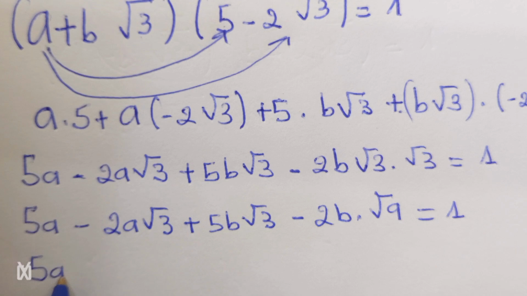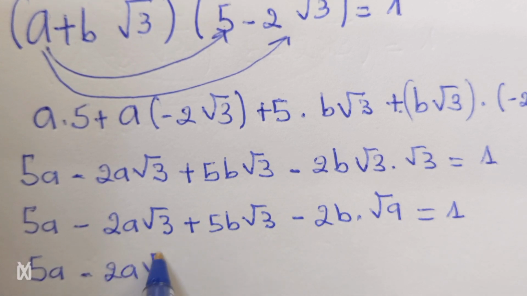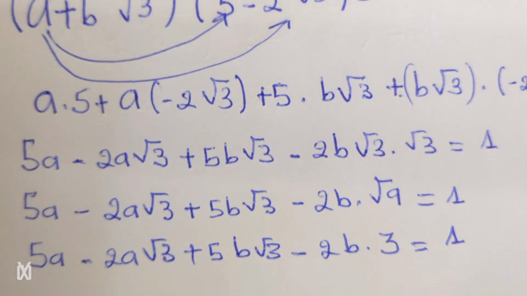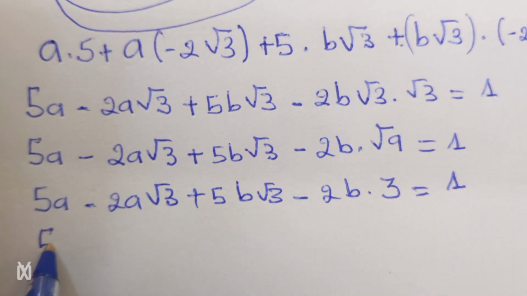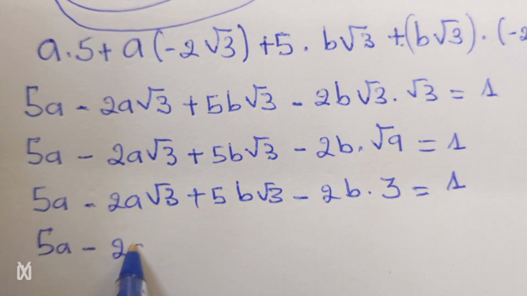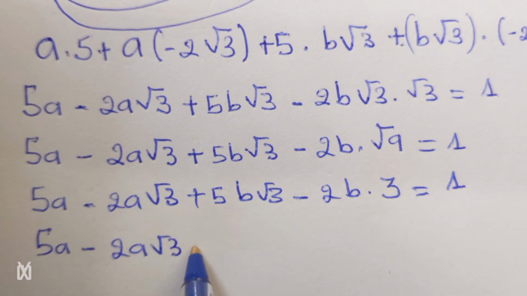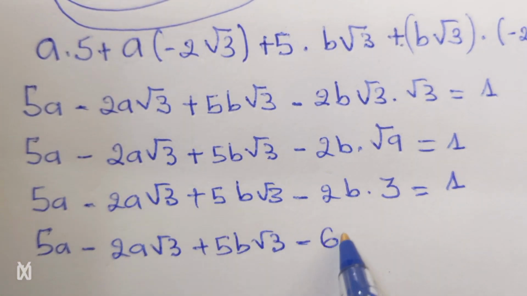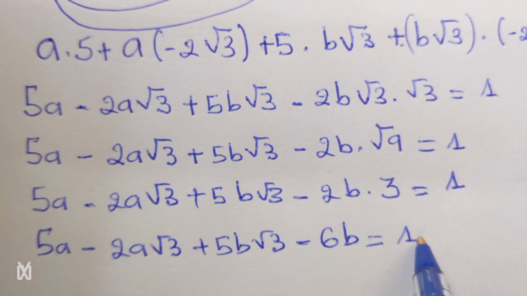This is 5a minus 2a square root of 3 plus 5b square root of 3 minus 2b then times 3, which is equal to 1. This one will bring 5a minus 2a square root of 3 plus 5b square root of 3 then minus 6b, which is equal to 1.